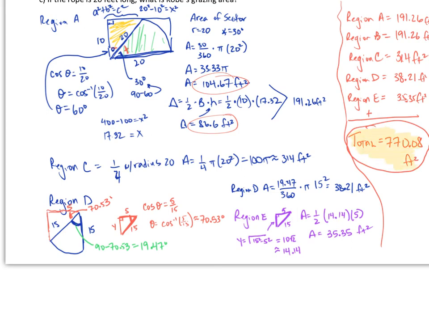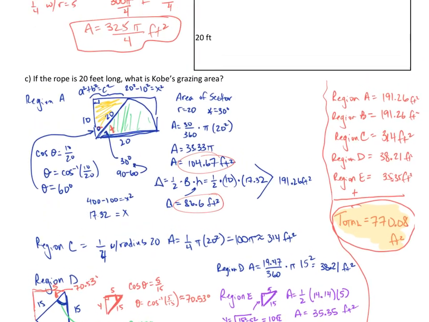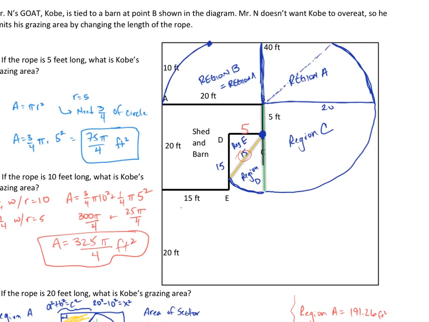Now, I could do a lot of things with these problems. I don't have to have Kobe right here at point B. I don't have to have Kobe at point B. I could have put Kobe initially at point A. I could have put Kobe initially down here at point C, even at point D. So it all changes depending on where the rope is tied and then how that circular pattern can happen.